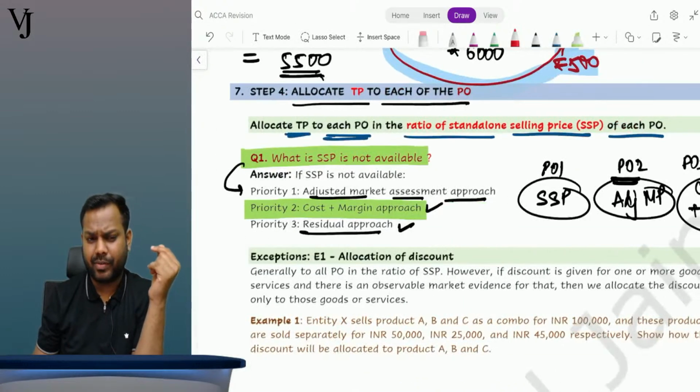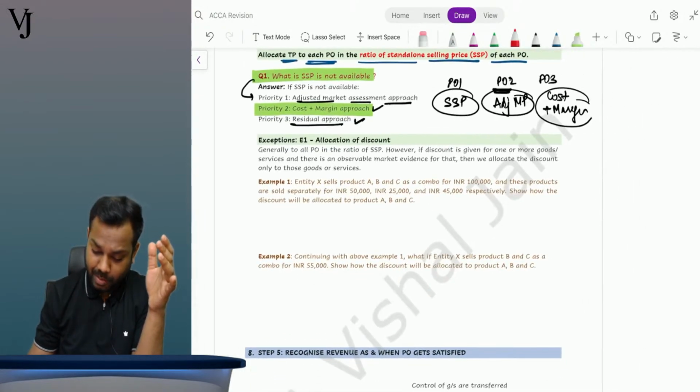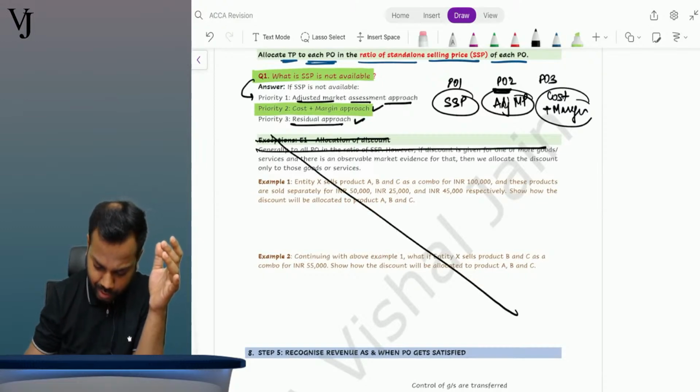It was not 227, it was around 87 or 77, something in that range. Okay, allocation of discount is not applicable for you guys. Please strike it off. It is not applicable for you guys.